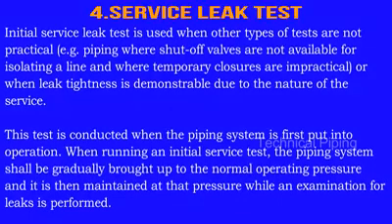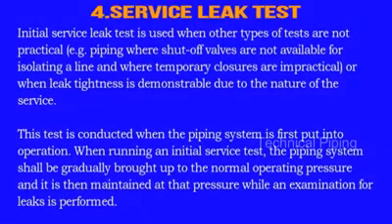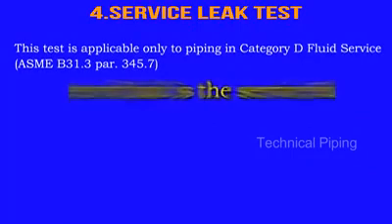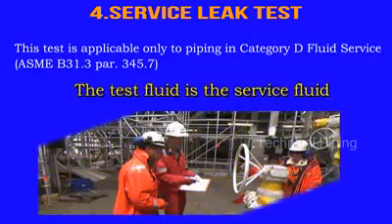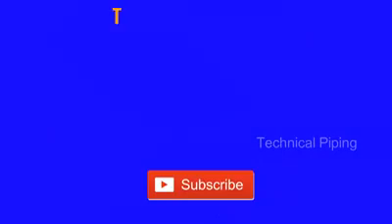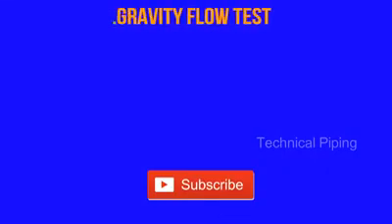When running an initial service test, the piping system shall be gradually brought up to the normal operating pressure, and it is then maintained at that pressure while an examination for leaks is performed. This test is applicable only to piping in Category D fluid service. For more reference, ASME B31.3 para 345.7.